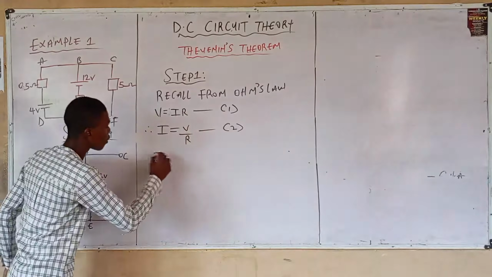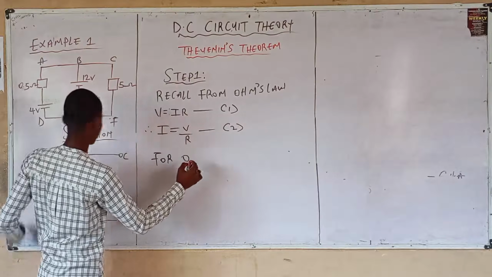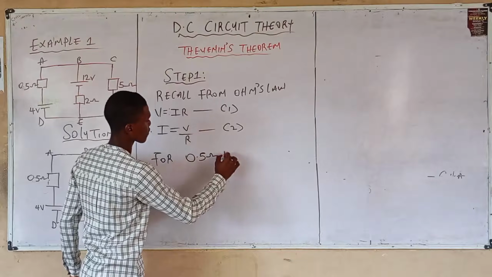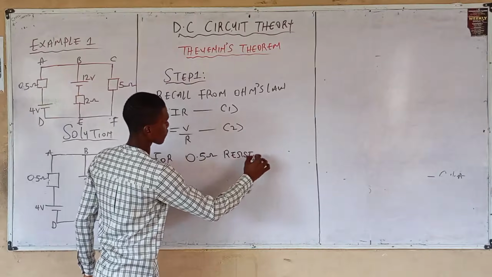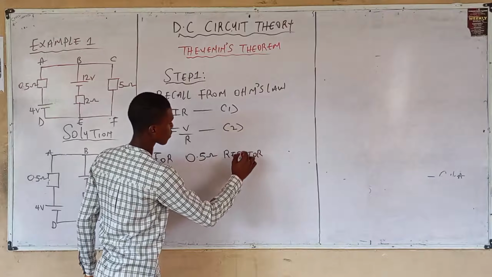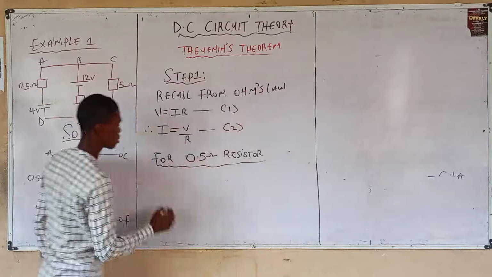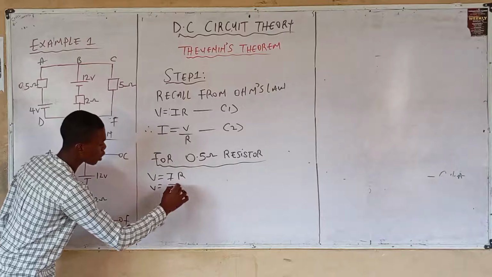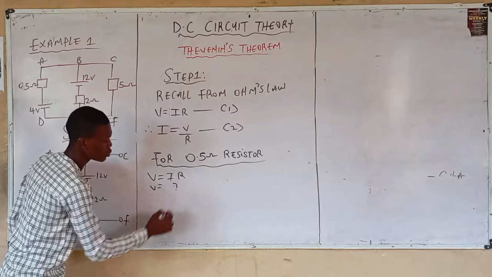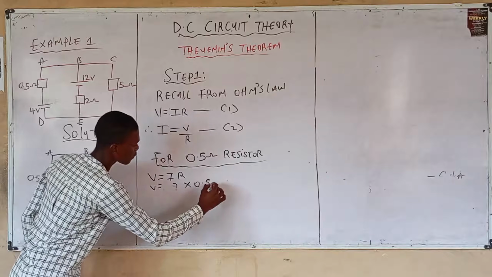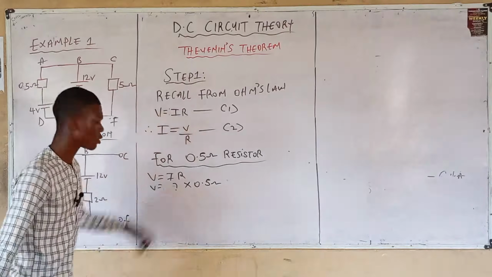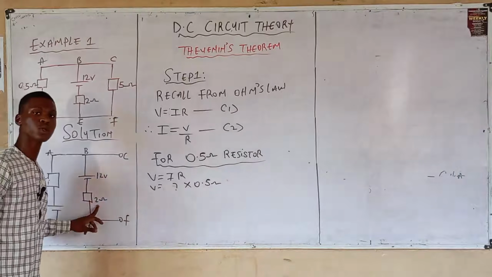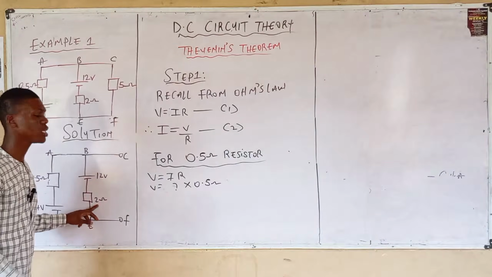Now, for the 0.5 ohm resistor, V is equal to IR. The value of V, what is the current? The current is unknown, times 0.5 ohms. Then how do you get the current? Similarly, for branch BE, the current is unknown for the 2 ohm resistor. Then how do you get the current?